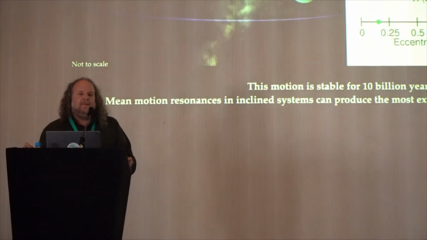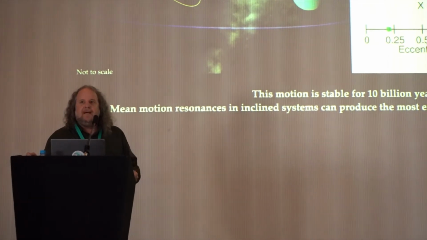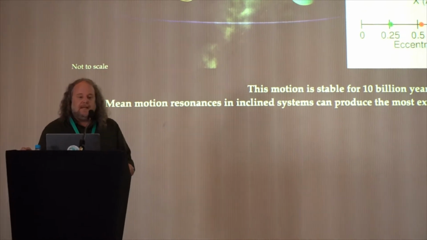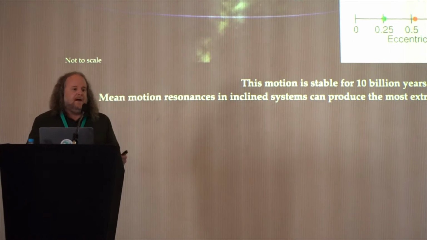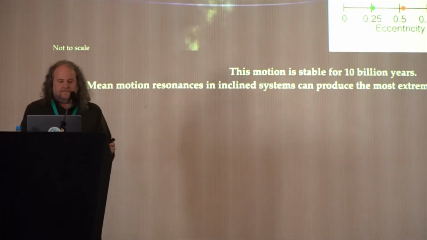I've simulated it with three different codes and 3 different methods for 10 billion years, and this motion persists in a chaotic sense for that whole time. And so I think the answer is planetary orbits can be as extreme as you want them. Most cases aren't like this, but nonetheless, they can be this extreme.